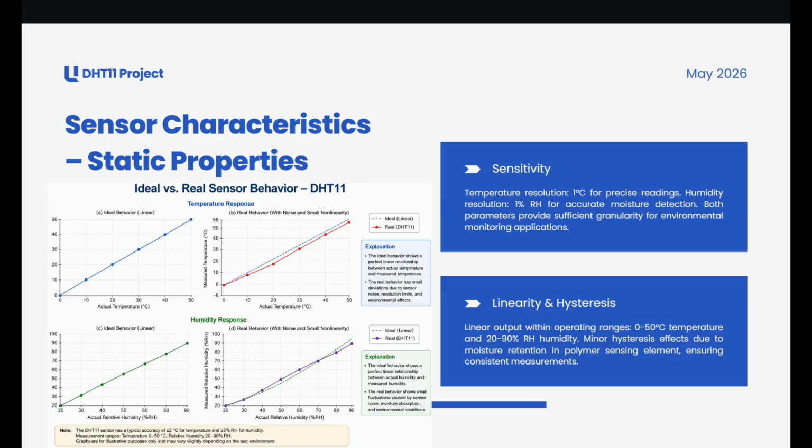Linearity and hysteresis. Linear output within operating ranges from 0 to 50 degrees temperature and 20 to 90% relative humidity. Minor hysteresis effects due to moisture retention in the polymer sensing element, ensuring consistent measurements.